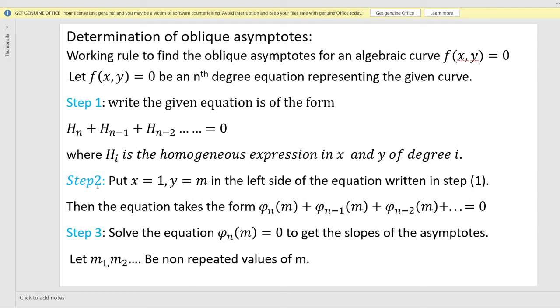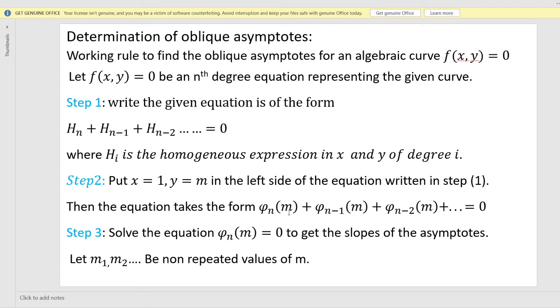Put x is equal to 1 and y is equal to m in the left side of the equation. Then the equation takes the form phi n of m, that is of degree n, plus phi n minus 1 of m plus phi n minus 2 of m plus so on, equal to 0. Next, solve this phi n of m is equal to 0.